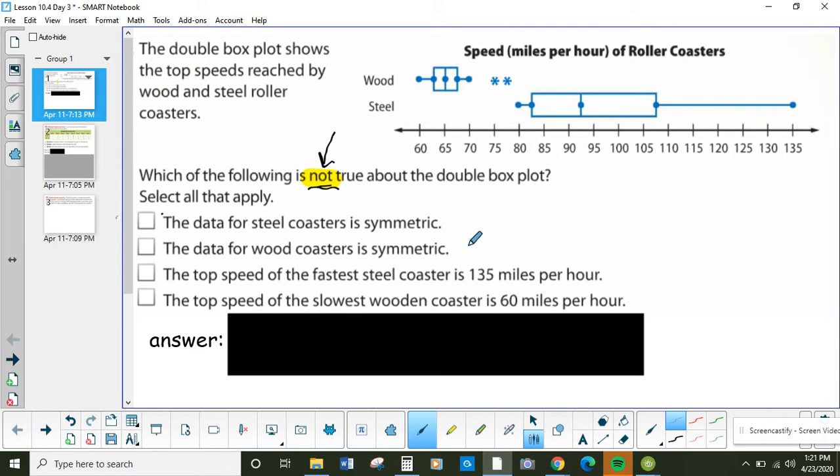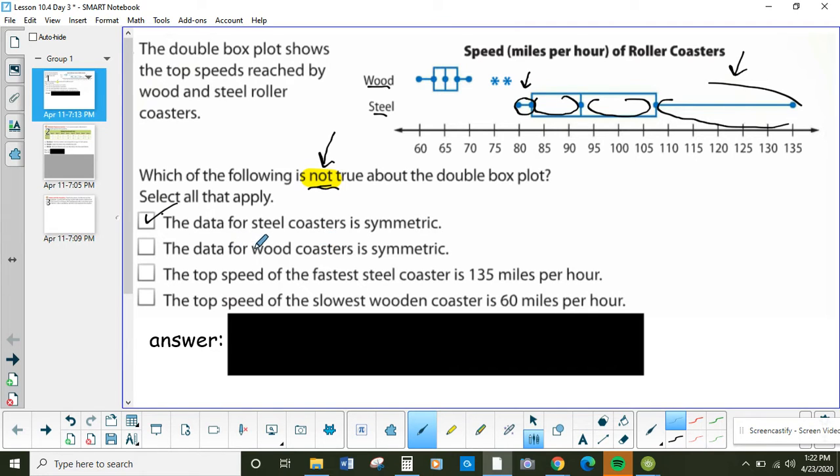So we have some data up here for wood coasters and steel coasters. We're going to try to decide if the data for the steel coasters is symmetrical. If you look at steel, from here to here, 1/4 of the information is in there. 1/4 of the numbers are here, and the other fourth here, and the other fourth here, right? There's the same number of numbers in here as there is in here. The only difference is these numbers are closer together than these numbers are. But it doesn't look symmetrical. Symmetrical means the same on all sides, right? That's not symmetrical at all. So is the data for the steel coasters symmetrical? No, it's asymmetrical. So I'll check that since it's not true.